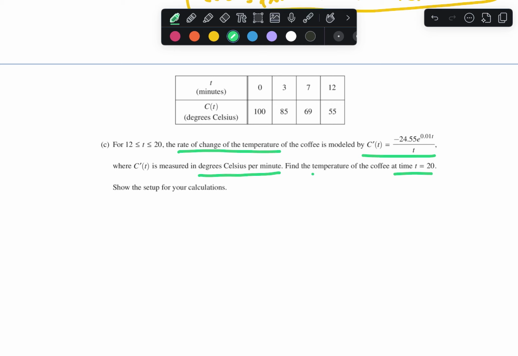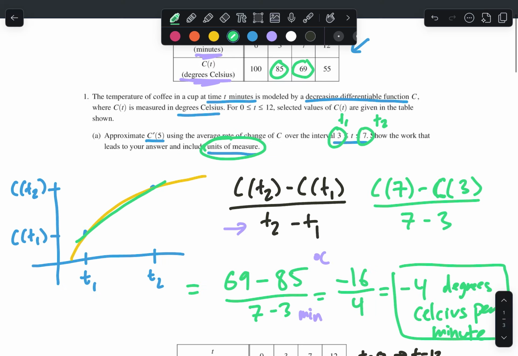So it's good for us to understand what it is exactly that we're trying to find. So the temperature of the coffee, would we be using C prime of t or C of t there? We would be using C of t. That's correct. Why would we be using C of t? Well, remember in our initial problem statement, it said the temperature of the coffee in the cup at time t equals t minutes is modeled by this function C.